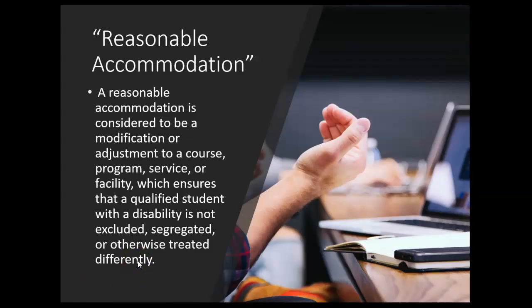What's considered a reasonable accommodation at a college? Often it is a modification or an adjustment to a course, program, or services which ensures that a qualified student with a disability is not excluded, segregated, or otherwise treated differently. The definition of reasonable accommodation can vary according to institution.